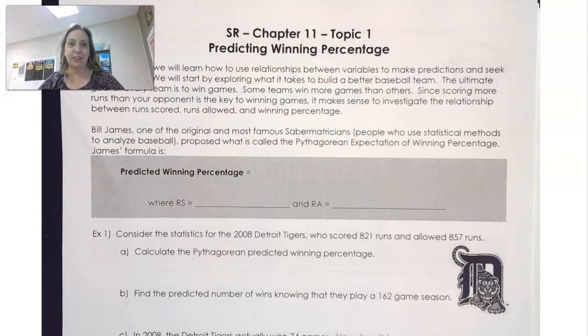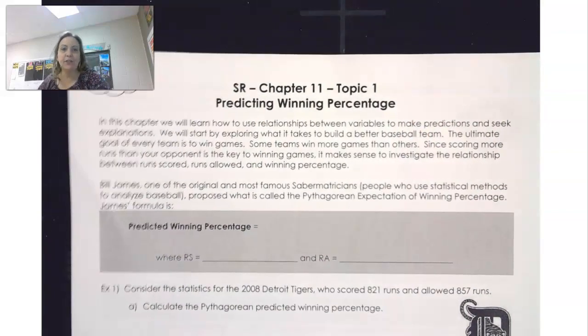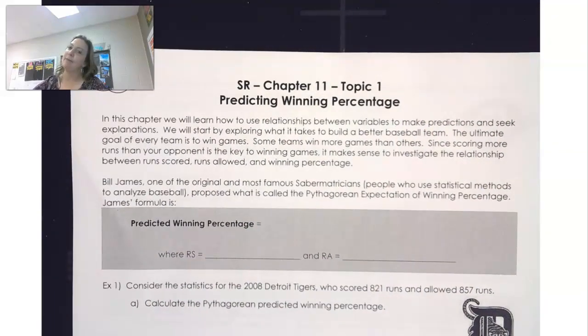Today what we're going to be doing is looking at predicting winning percentage, and that's all about what Chapter 11 is, making predictions. So in this chapter, we're going to learn how to use relationships between variables to make predictions and seek explanations. We're going to start by exploring what it takes to build a better baseball team. We know the ultimate goal of every team is to win games, and some teams win more games than others. Since scoring more runs than your opponent is the key to winning games, it makes sense to investigate the relationship between runs scored, runs allowed (the other team scores on you), and winning percentage.